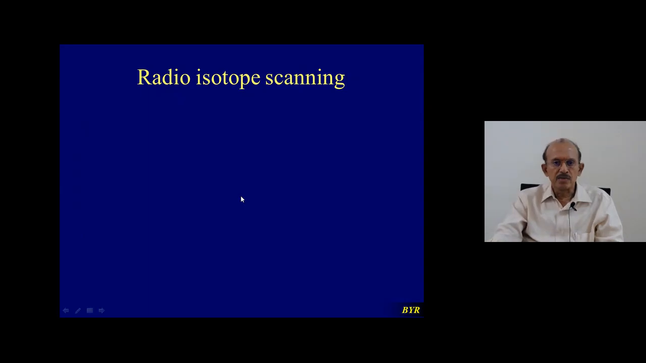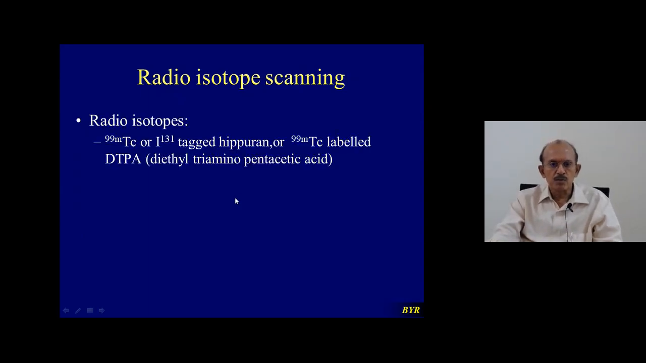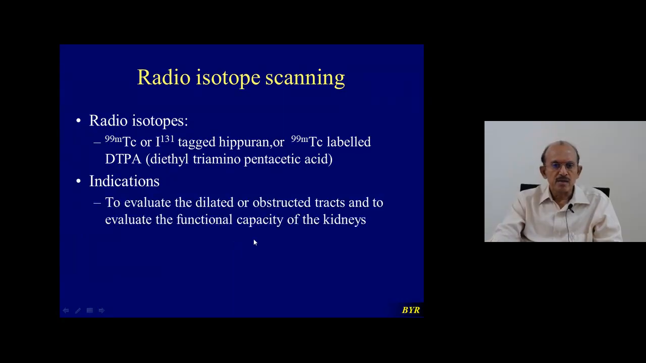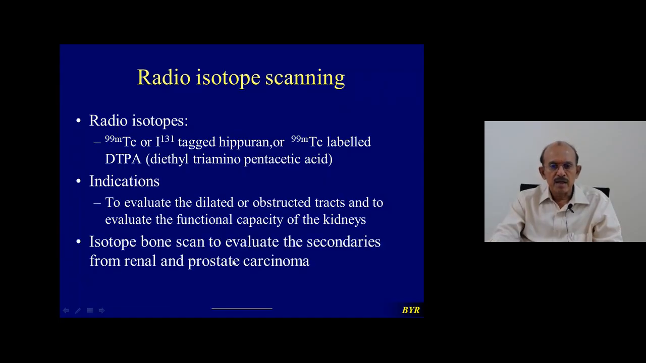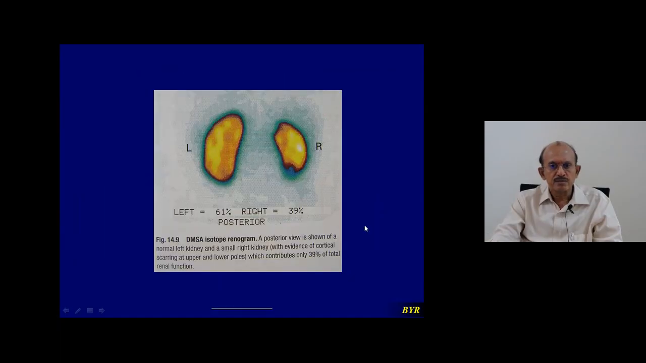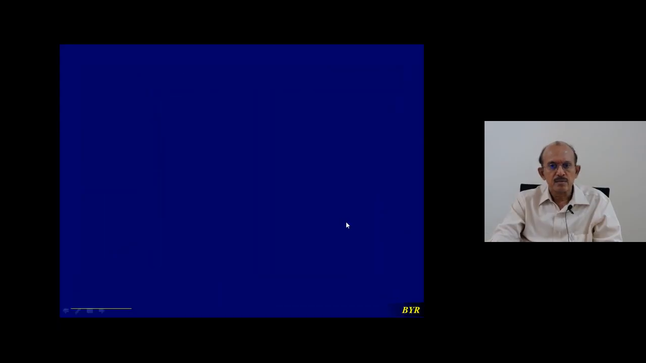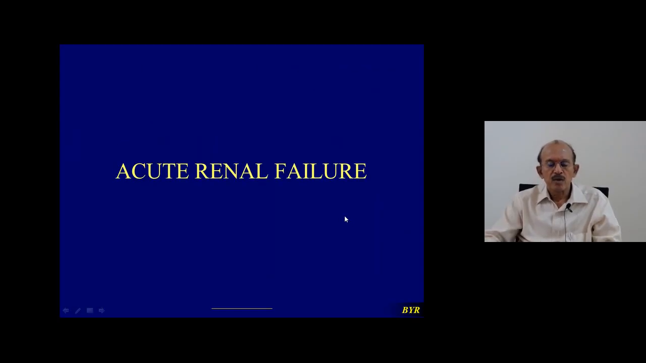Then radioisotope scanning. The radioisotope used is DTPA. Indications: to evaluate dilated or obstructed tracts and to evaluate the functional capacity of the kidneys. Isotope bone scan to evaluate the secondaries from renal and prostatic carcinoma. So these are the investigations.